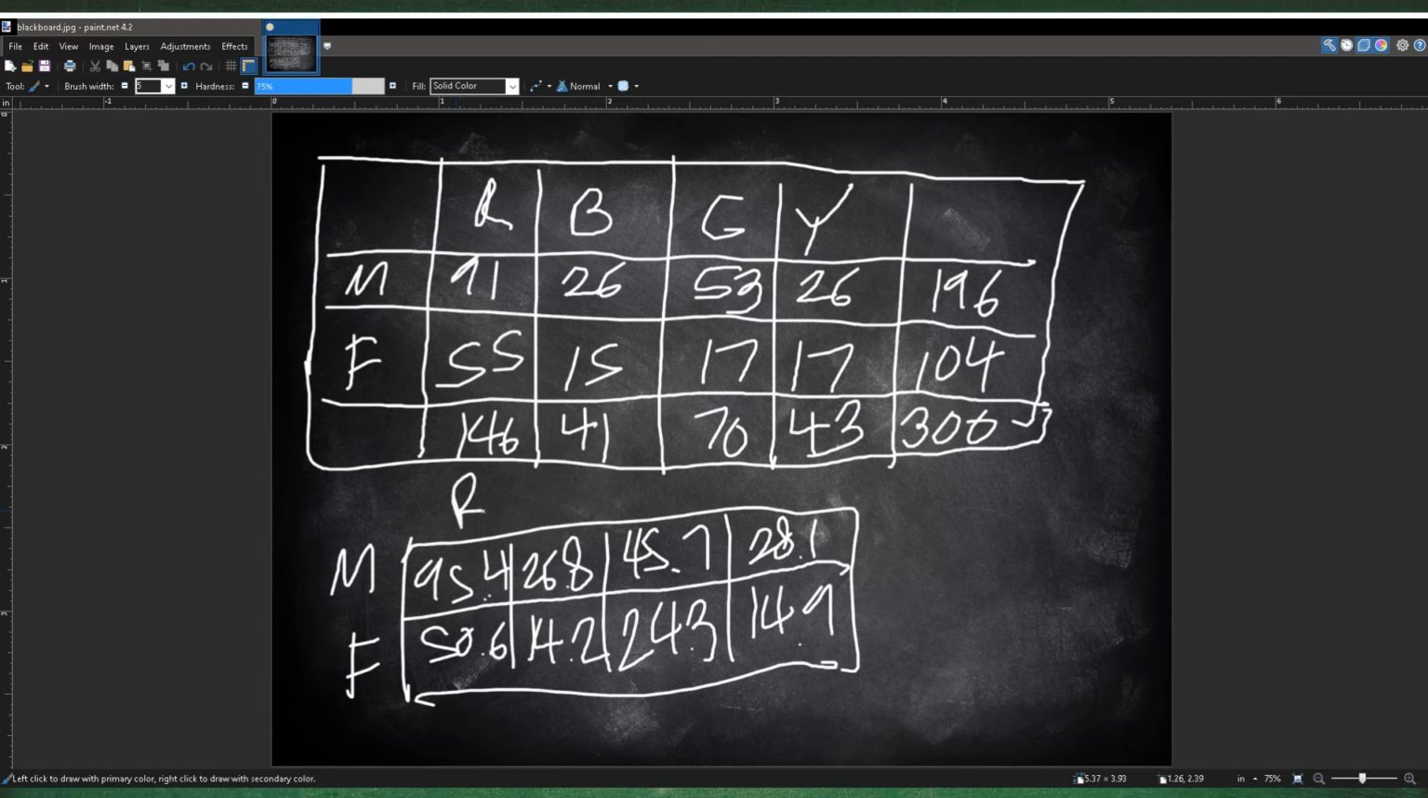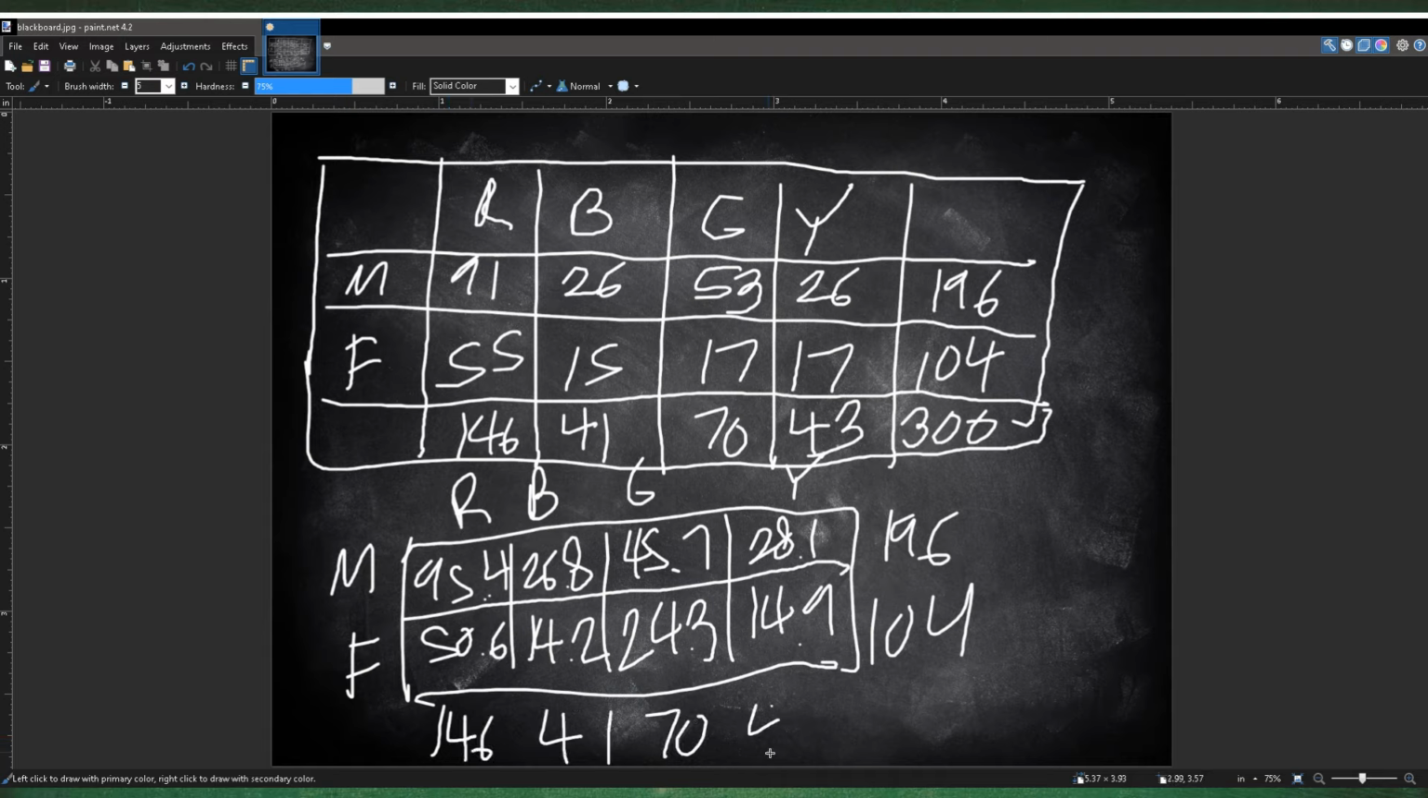So red, blue, green, and yellow. As always, like I said for the chi-square test for homogeneity, all these numbers will add up to basically the exact same number. So this will add up to 196. The second row will add up to 104. The red column will add up to 146. And then the others are 41, 70, and 43, right? So it's basically the same. It's just that the expected values change.